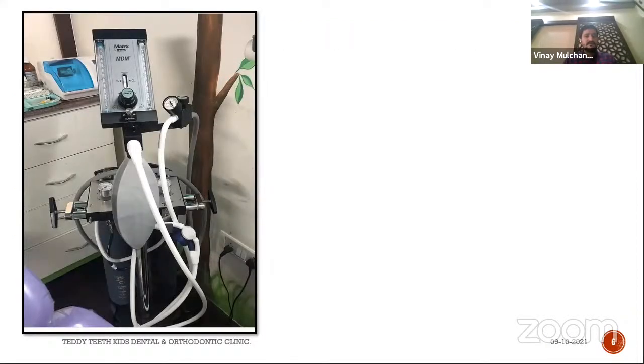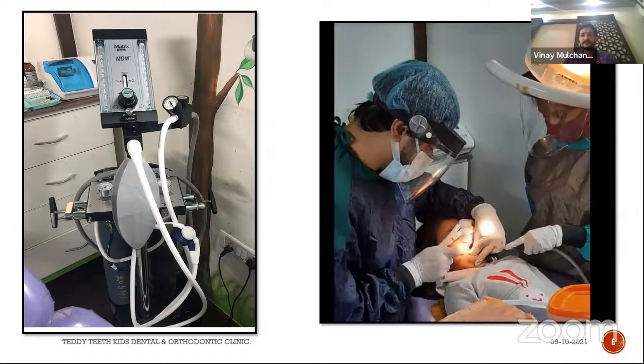So these are the units, and this is the particular chairside unit which we use. It's called a nitrous oxide oxygen inhalation unit, which we use along with the dental chair. And the picture on the right shows a child who has been operated on. As you can see, the child is easily taking a local anesthesia along with the nitrous oxide inhalation.